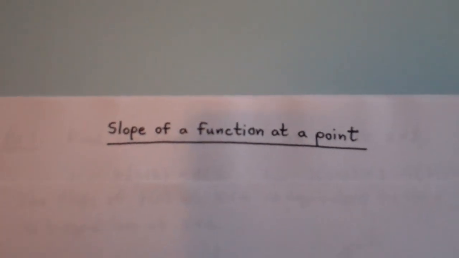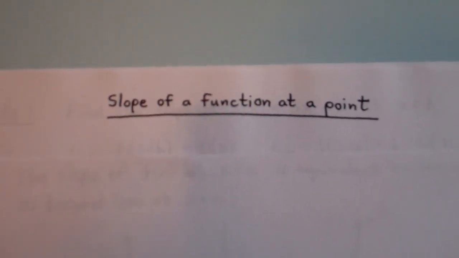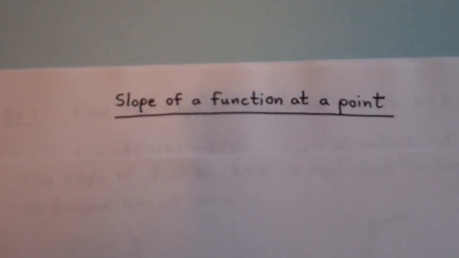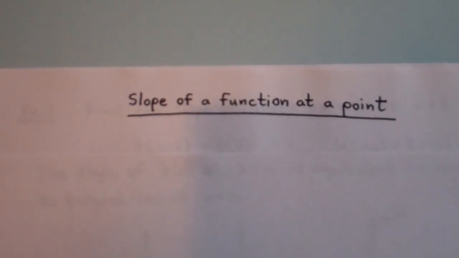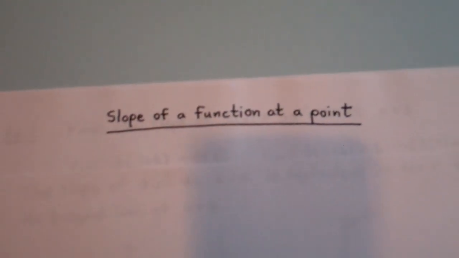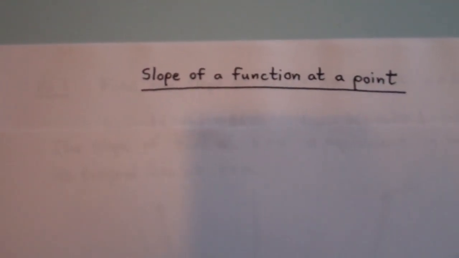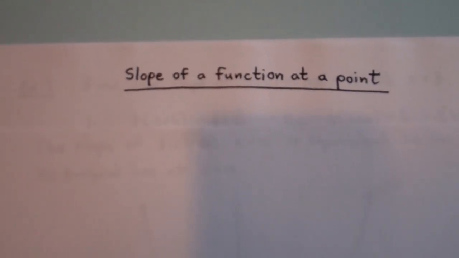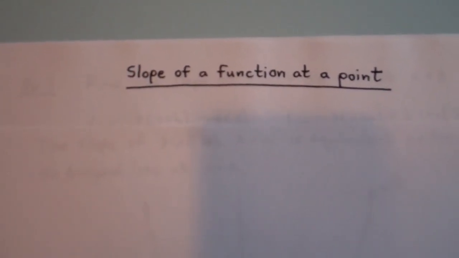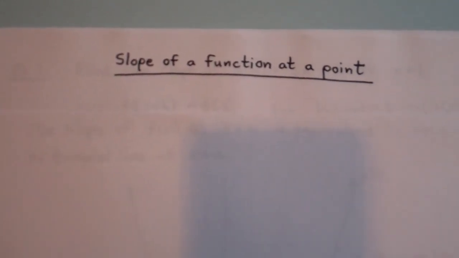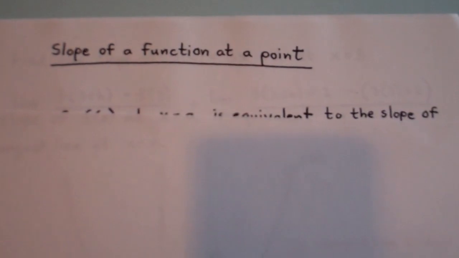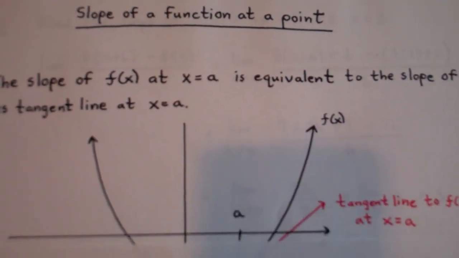So what we're going to take a look at here is how we go about calculating the slope of a function at a point. As you know, if you take a linear function, for instance, the slope of a linear function is always the same regardless of where you're at. But if you have a curve, the slope changes. So here is how we calculate the slope of a function at a point.